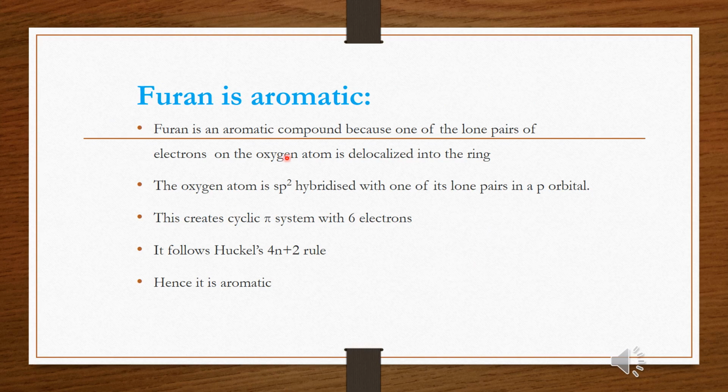Now why is furan aromatic? Furan is an aromatic compound because one of the lone pairs of electrons on the oxygen atom is delocalized into the ring. The oxygen atom is sp2 hybridized with one of its lone pairs in a p orbital. This creates a cyclic pi system with 6 electrons, as I already discussed at the start. It follows Huckel's 4n+2 rule and hence it is aromatic.